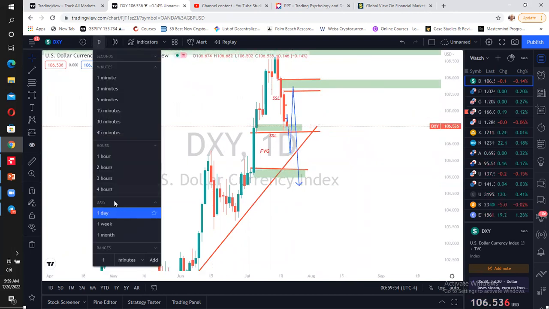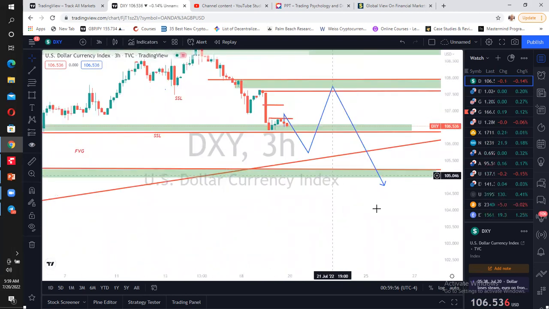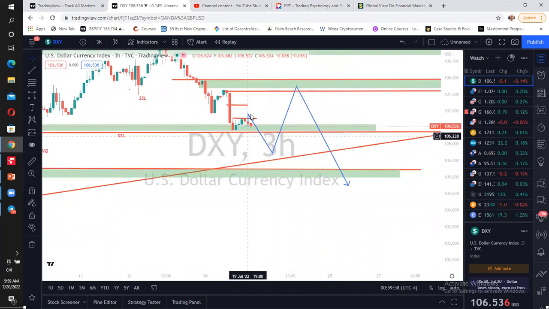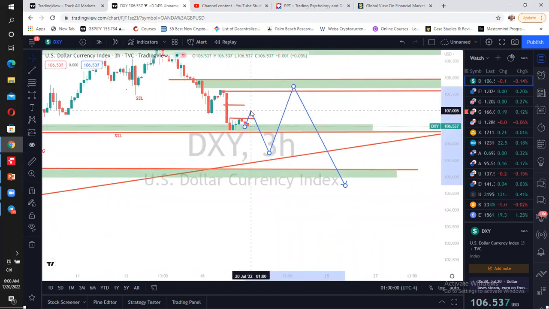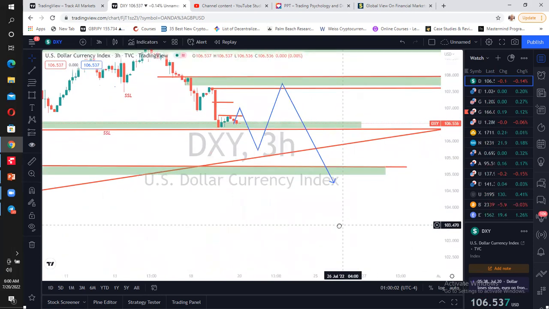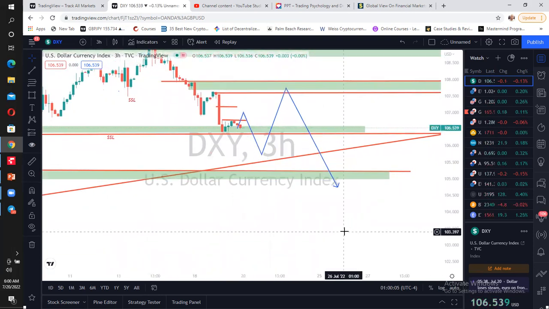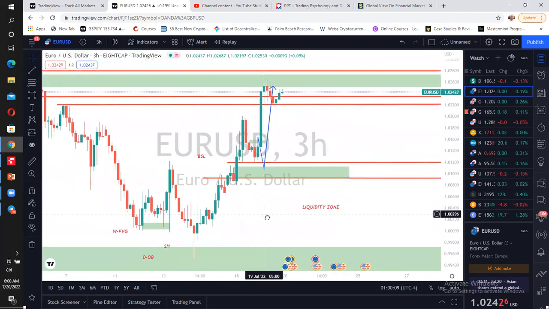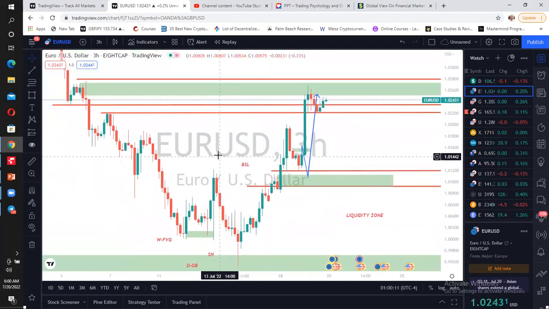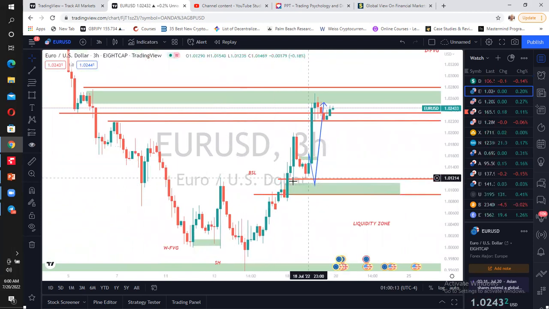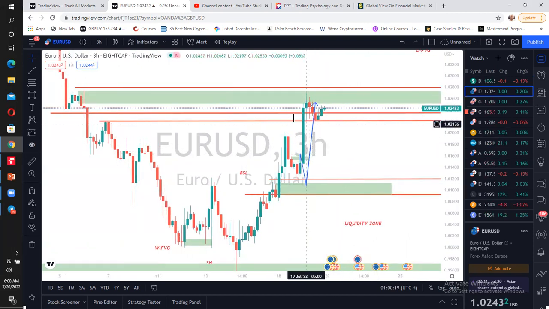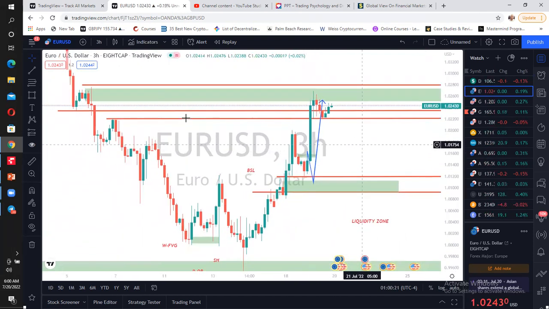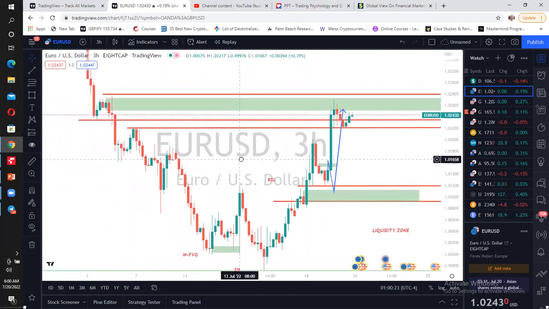Let's go straight up to another pair. I hope this is clear. Euro USD, amazing. It's been delivering as we analyzed, guys. As you can see, this pair has been so wonderful. I know most of us caught this move, and that is what we're good at doing.